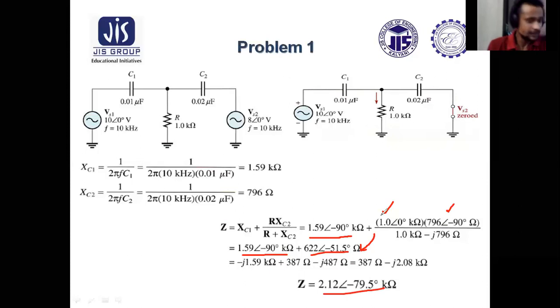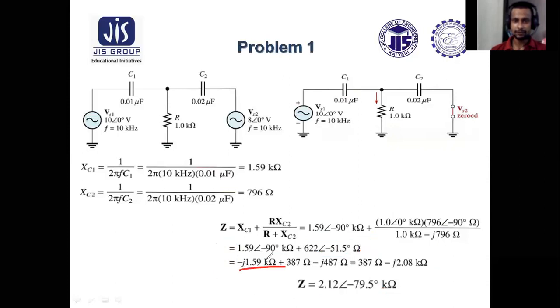To add two quantities in polar form, first what we need to do is get the rectangular form of the quantities. That is why this is converted into rectangular form. This is also converted into rectangular form.